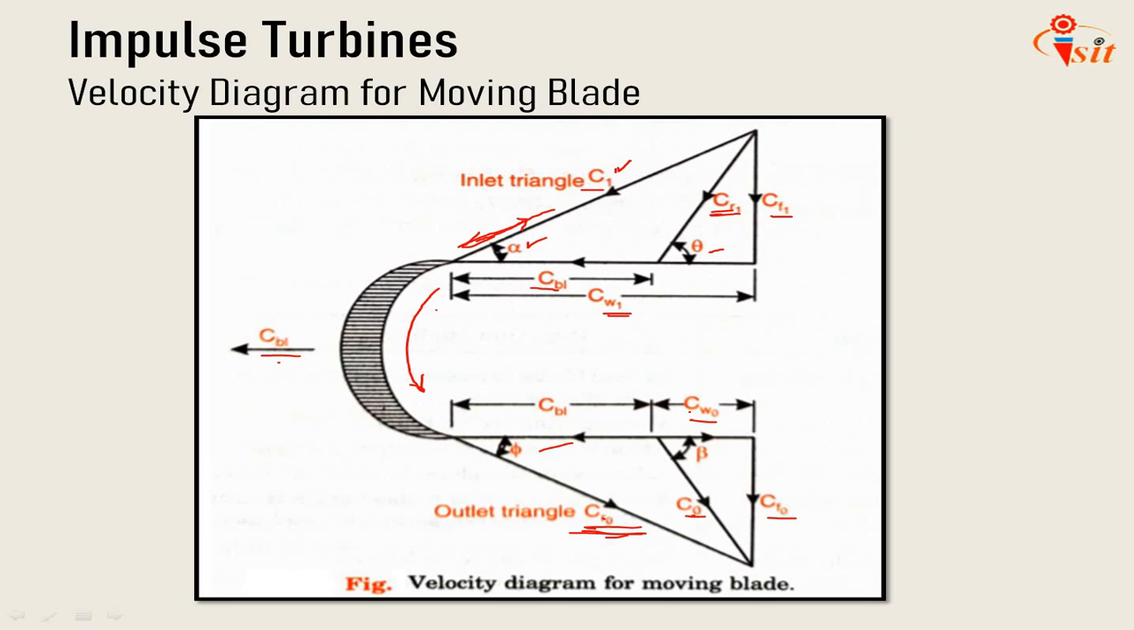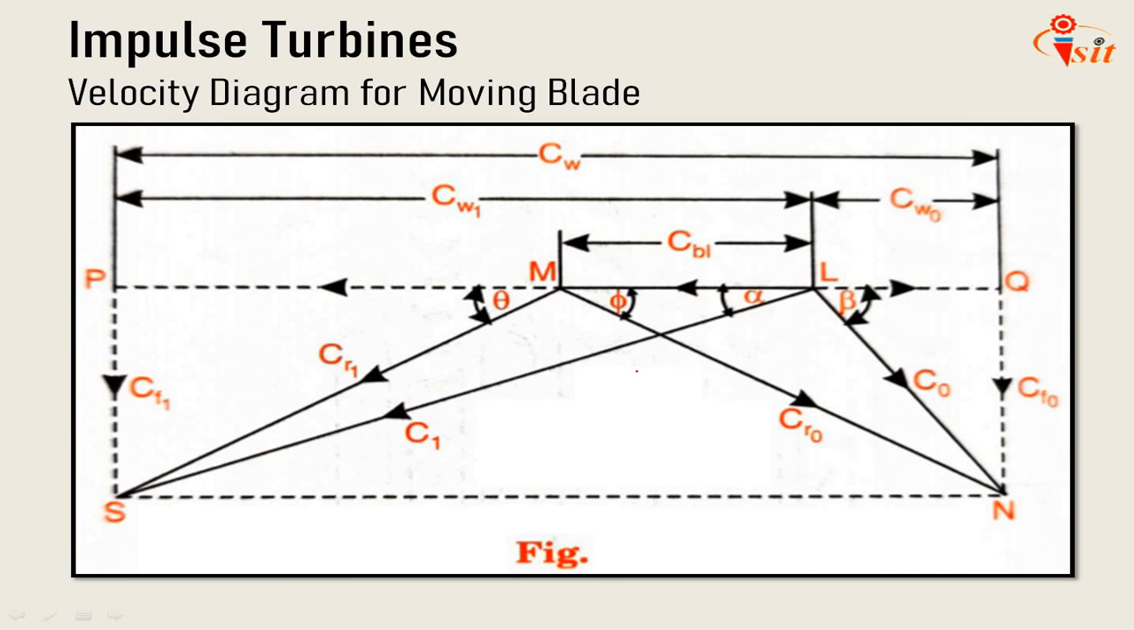To have convenience in solving problems on turbines, it is a common practice to combine the two vector velocity diagrams. It is very important that we combine the two vector velocity diagrams on a common base which represents the blade velocity CBL. Here it is shown, the combined form of the two velocity diagrams. This diagram has been obtained by superimposing the inlet velocity diagram on the outlet diagram so that the blade velocity lines CBL coincide.